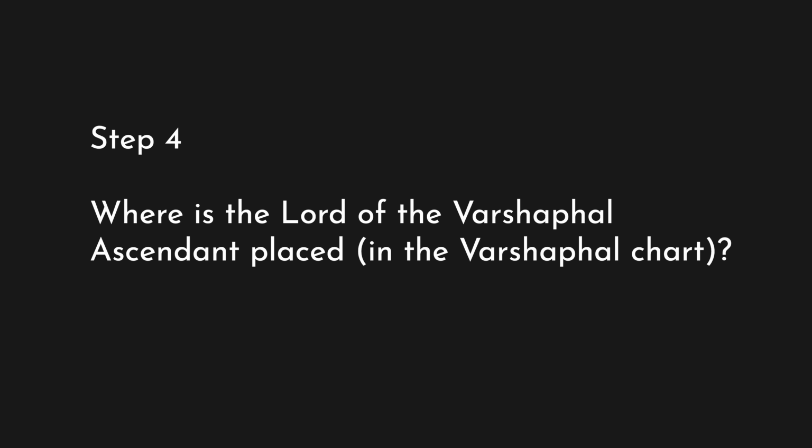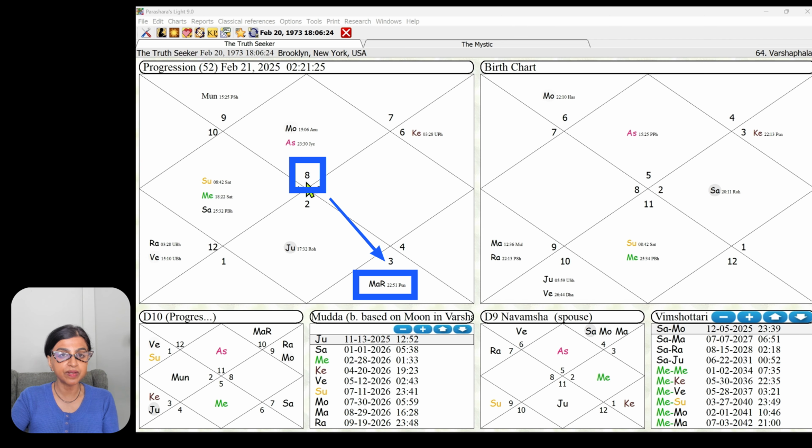Step number four is looking at the Lord of the Varshaphal ascendant. So the Lord of Scorpio is Mars, and we see it's in the 8th house. It's also a retrograde Mars. Retrograde planets in the Varshaphal will cause delays, will cause hesitation. Things may not transpire the way that they were initially thought to. Anytime you see a retrograde planet in the Varshaphal, just know that there is going to be some sort of delay in the event coming to fruition.